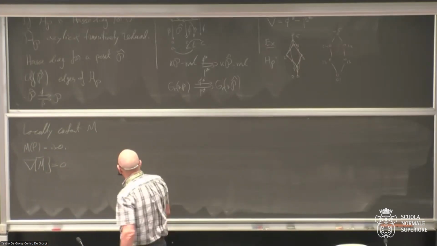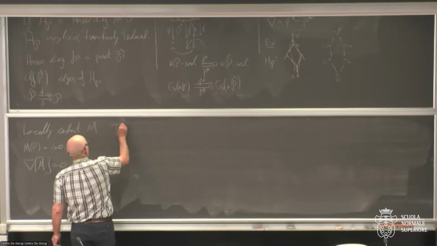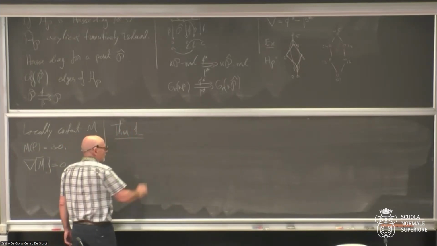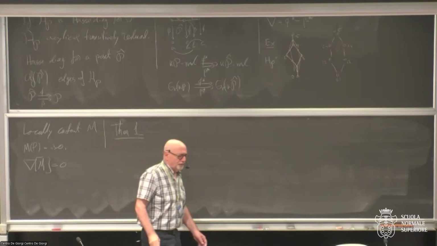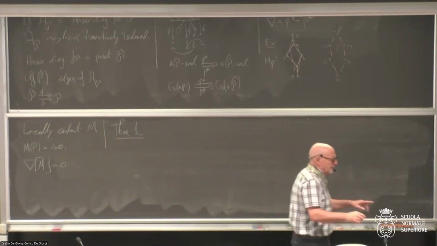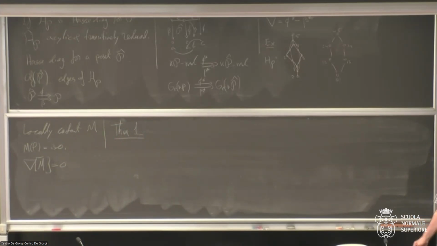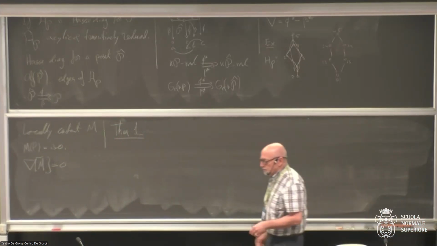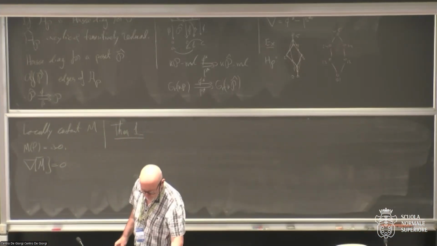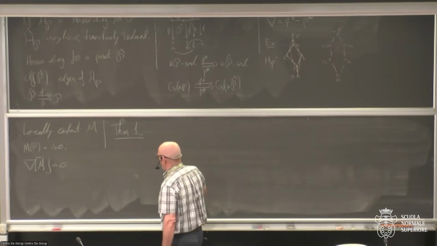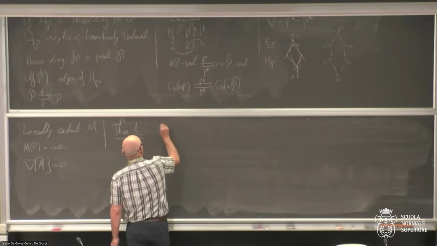So I want to now state a theorem, I'm going to call it theorem 1, which asks the question, what happens if the gradient is 0? Do you get a module which is locally constant? Now here I have to restrict a little bit the conditions. And remember that I want to look at things locally, right? So let's let P be finite.